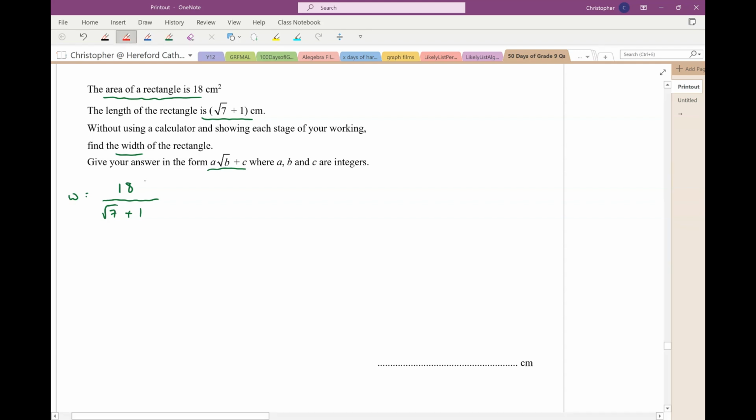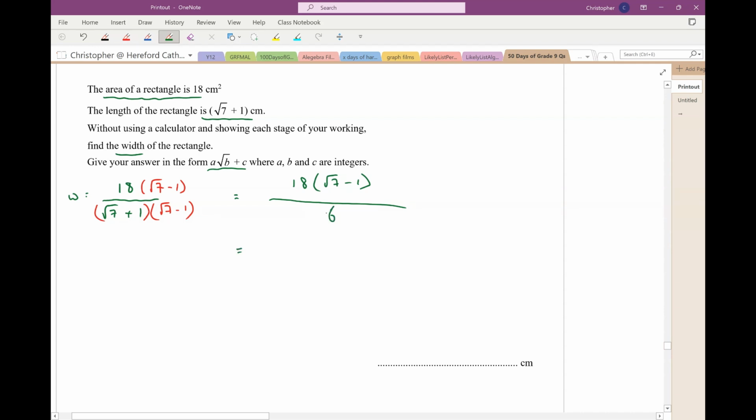So I'm going to multiply top and bottom by root 7 minus 1. So on the top, I'm going to leave it as 18 times root 7 minus 1. And on the bottom, I'm going to get root 7 times root 7, so that's 7. Then the middle terms will disappear, and then I'll get minus 1. So on the bottom, I'm just going to get 6.